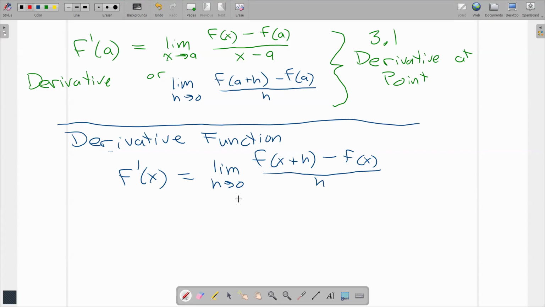And I just want to make a note on that. Alternatively, we could still use the limit as x approaches a of f of x minus f of a over x minus a. And if we use that method, we leave x and a and not plug in any numbers, like x equals 2 or a equals 2.